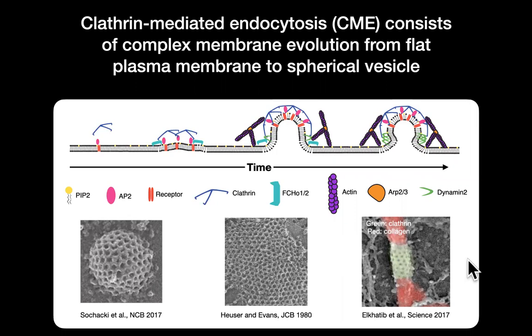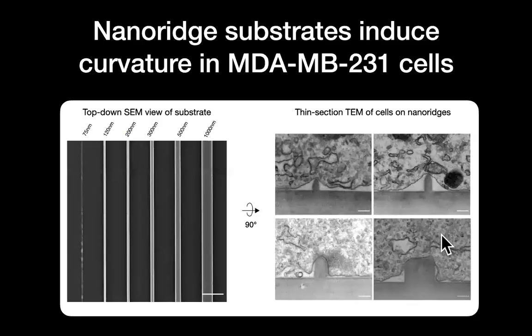So in order to study curvature generation during CME, we developed this nano-ridge substrate system, which you can see in this top-down SEM. There are these thin ridges with thicknesses from 75 up to 1,000 nanometers. And then when we grow cells on them, visible in this thin section TEM, the cells respond to the ridge by forming this semicircular shape as a function of the nano-ridge size. So this allows us to induce curvature on the ventral cell membrane, sort of separated from cell intrinsic processes like CME.